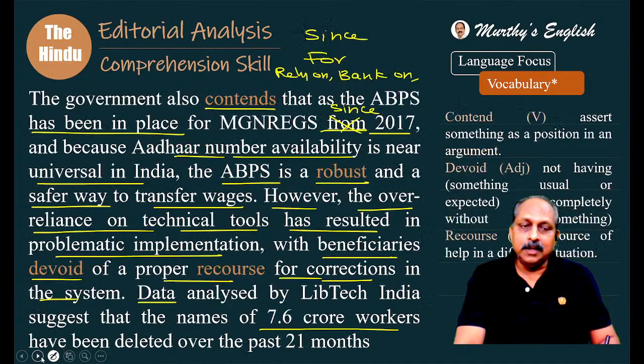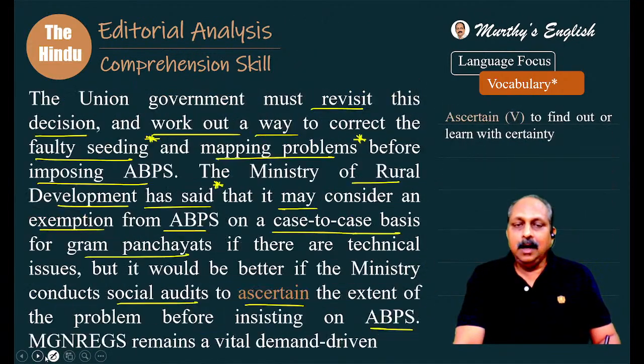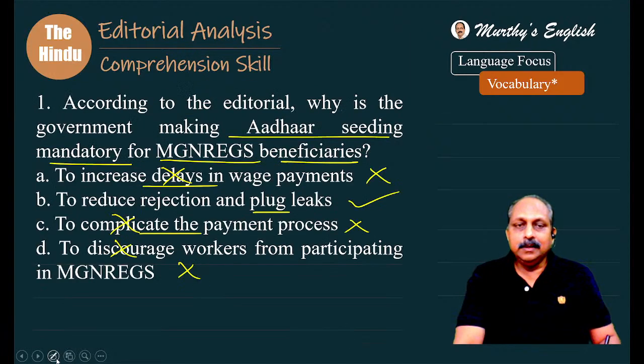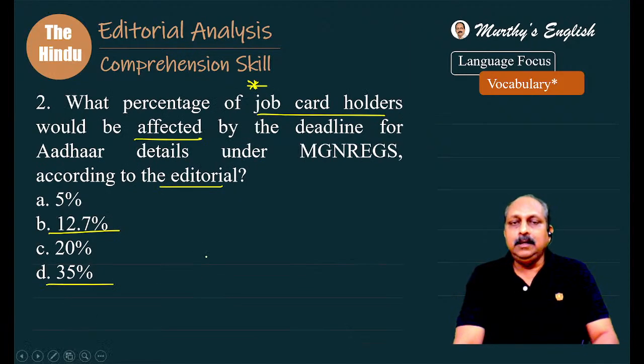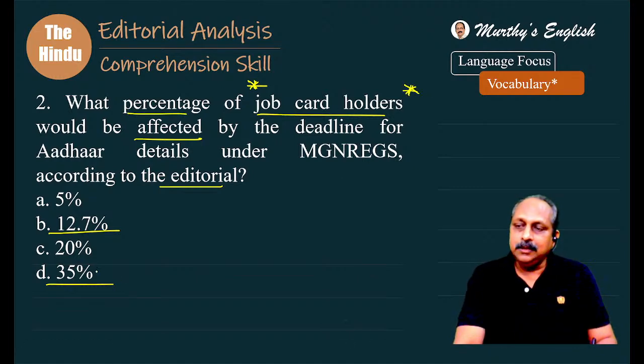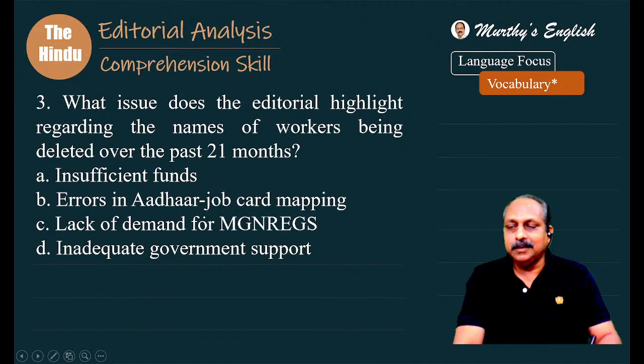Job card holders. That's why I always tell students when you read a question, you have to focus on the key words. What are the key words? One percentage and job card holders. Then the answer is obviously 35%. No second thoughts about that.